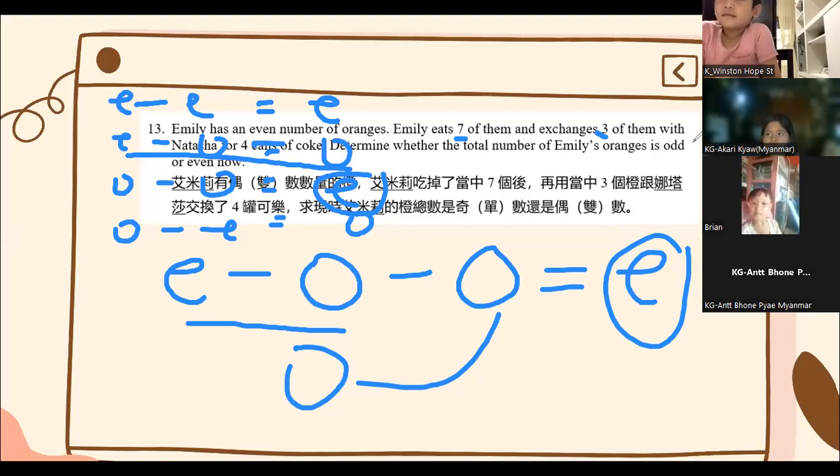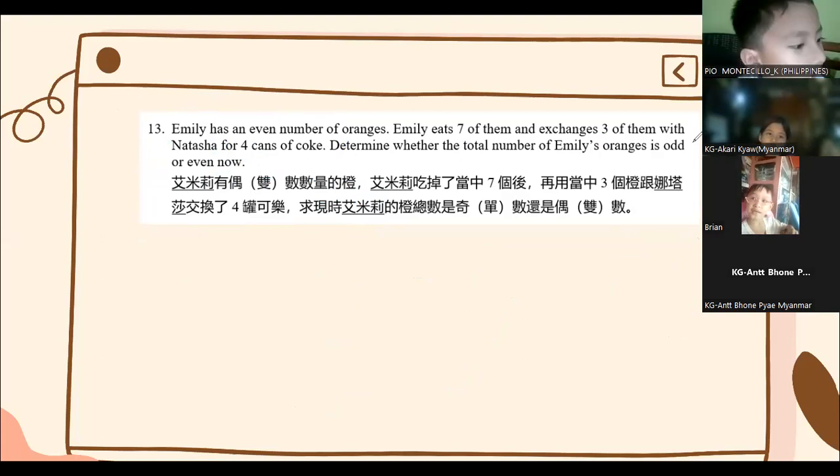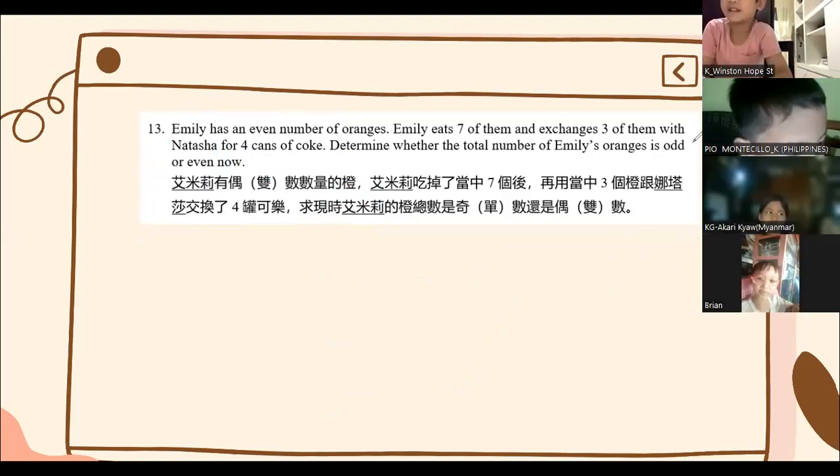Again, even minus even, what's the answer? Even. Okay, even. Odd minus even. Even. Very good. Odd minus odd. Even. Okay, even minus odd. It's odd. Even plus odd. Odd. Very good.